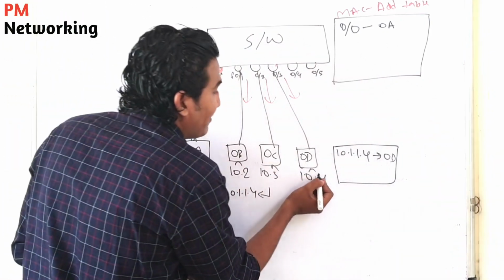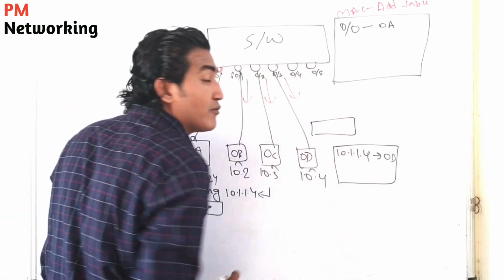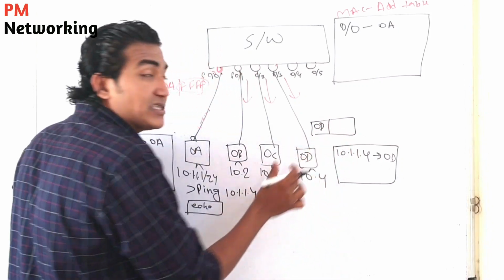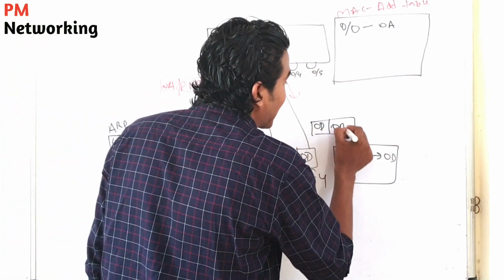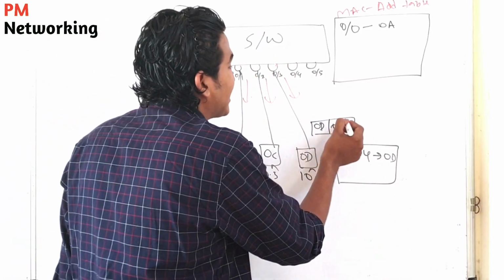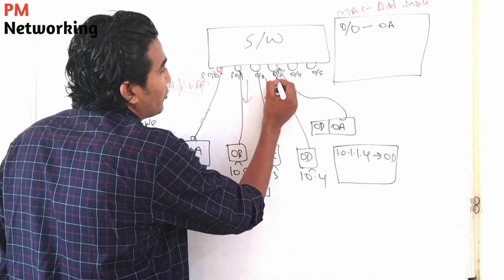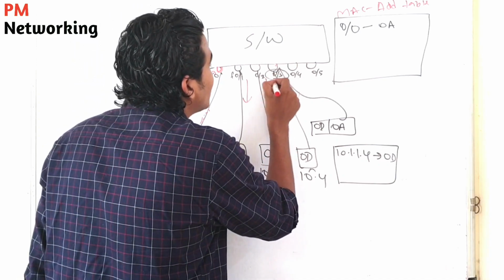Now when this PC replies with the ARP reply, what will be the source MAC and what will be the destination MAC? Source MAC will be 0D, and now this PC knows the MAC address of that PC, 0A. So the destination MAC address will be 0A. Now again this traffic will be received by the switch at port 0/3. Am I right?